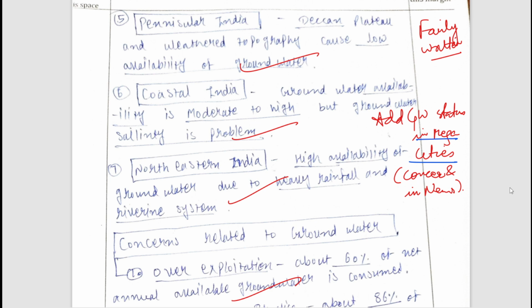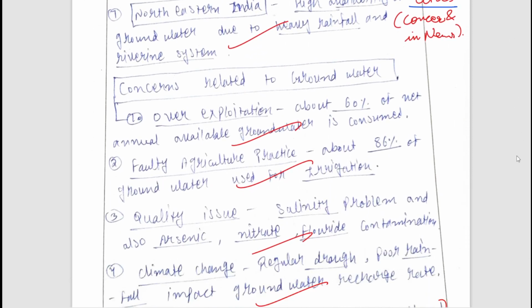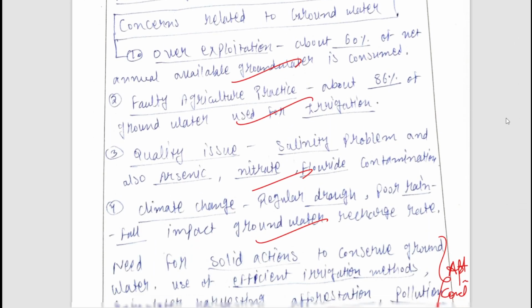Now, what are the concerns? Concerns have also been mentioned, that is overexploitation. Yes, we all know that there is overexploitation of groundwater. We are using faulty irrigation practices, as I have discussed, that more than 80%, the student has mentioned 86%, that is good. More than 80% of water is used for irrigation, and that is generally faulty due to faulty irrigation practices.